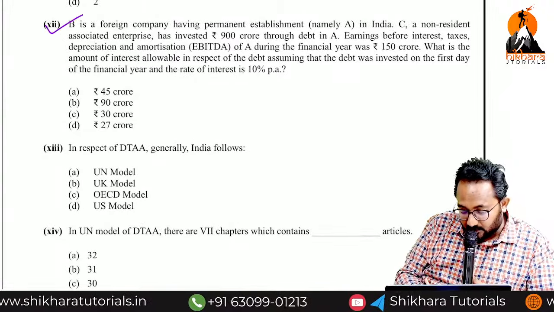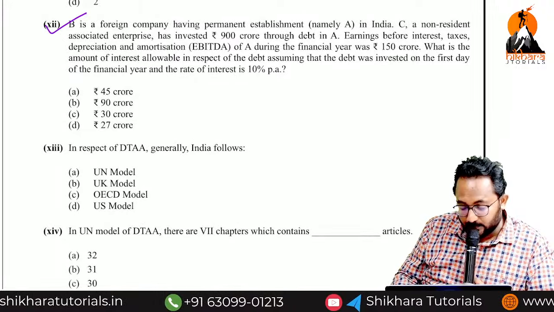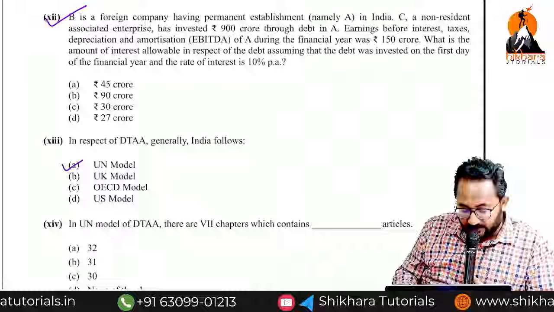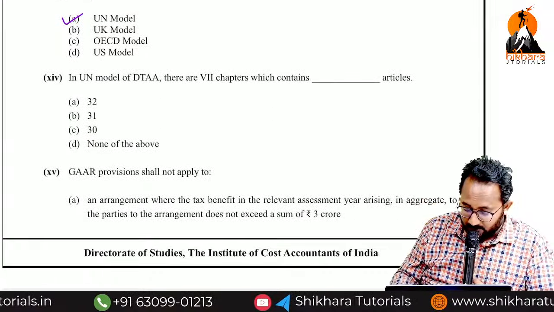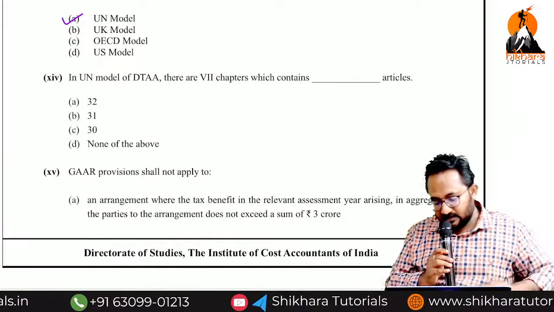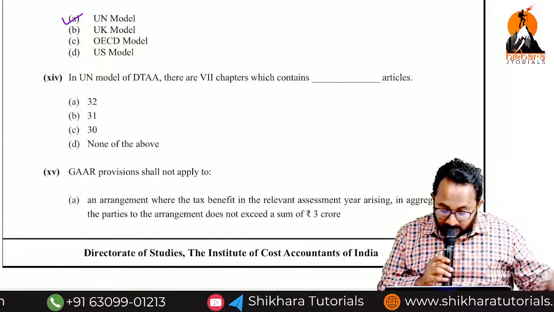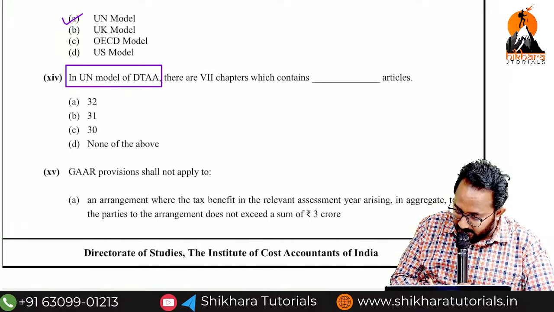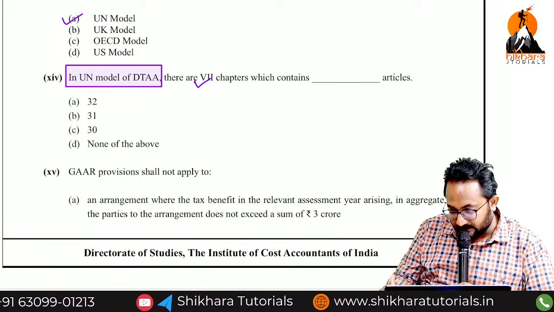Next, this MCQ we already discussed under section 94 BMA. Under DTAA, which model will India always follow? The UN model will be followed. And remember one thing, it is a very important and unique MCQ they have given. In the UN model of DTAA, how many chapters are there? 7 chapters. How many articles?